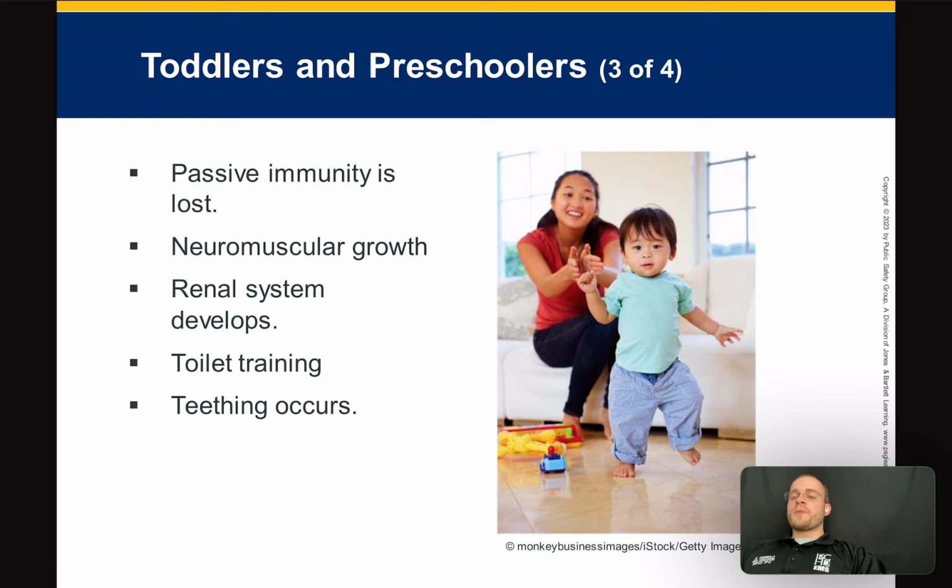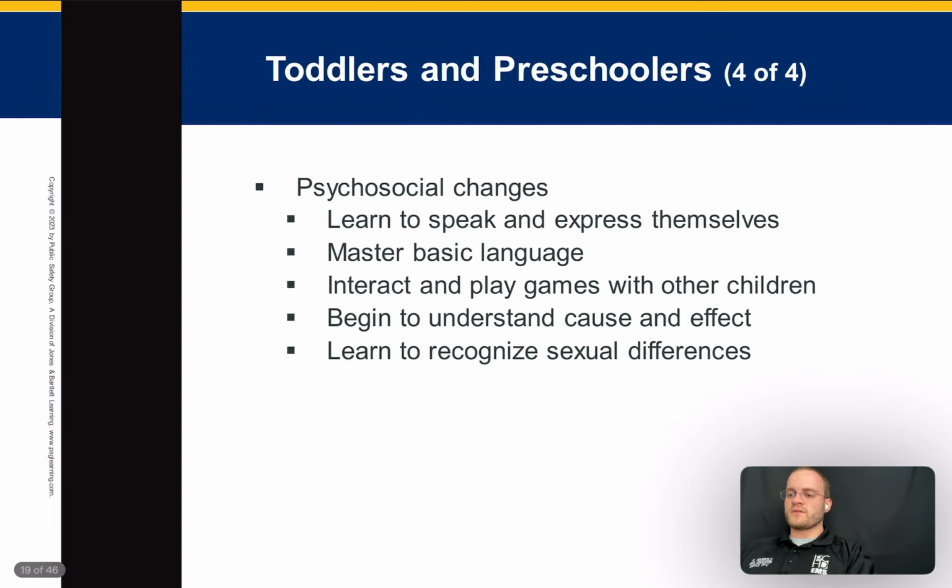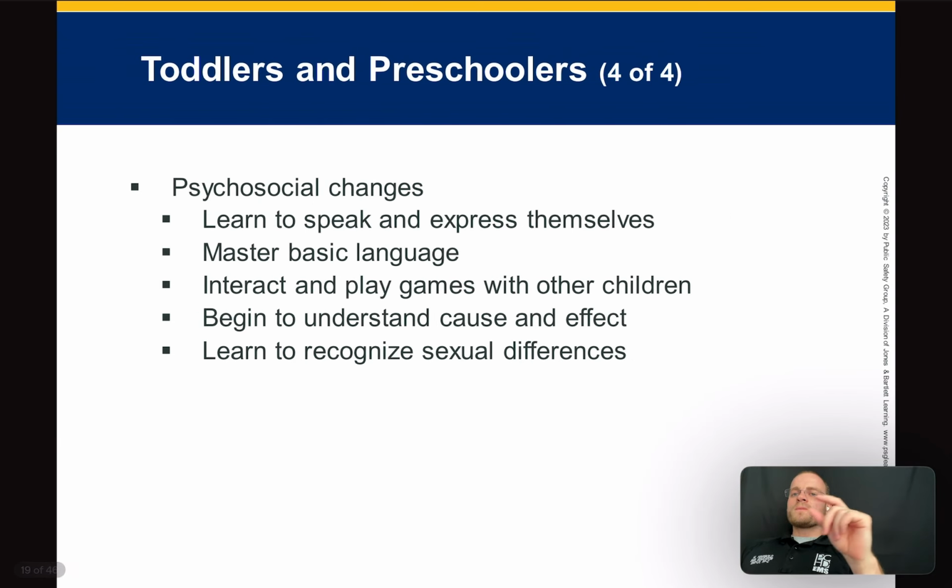So, passive immunity is lost. Basically, children should be pretty much almost fully vaccinated by this age. Let's see, neuromuscular: the baby grows, you start potty training them, teething occurs. I mean, it's pretty intuitive. Don't have a lot to add on that.